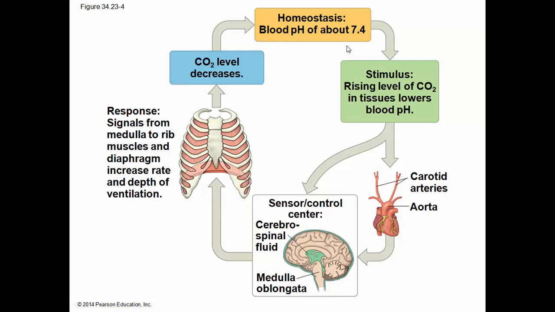What happens is you get an increased amount of carbon dioxide in your tissues, and it lowers your blood pH because it creates carbonic acid. This carbonic acid then starts to affect the medulla oblongata, which is in the primitive reptilian part of your brain, and then that sends a signal to increase your breathing so that you exhale more carbon dioxide.